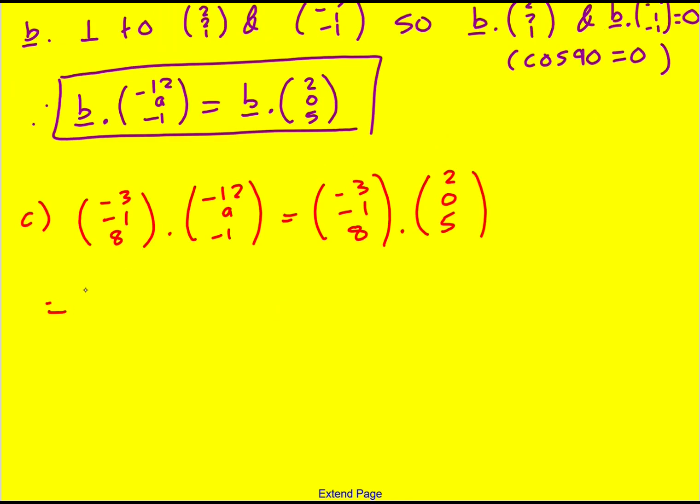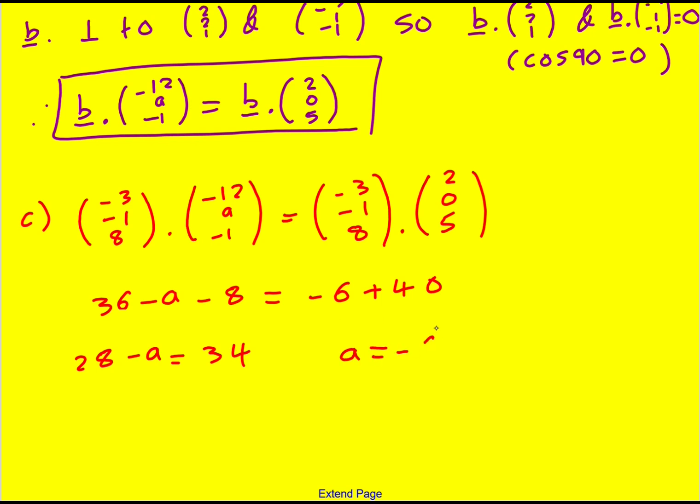Okay, now I can expand using the dot products. We've got 36 minus a, just the x components, and then the y components, and then the z components. That must equal minus 6 plus 40. So 28 minus a is equal to 34. a is going to equal minus 6.